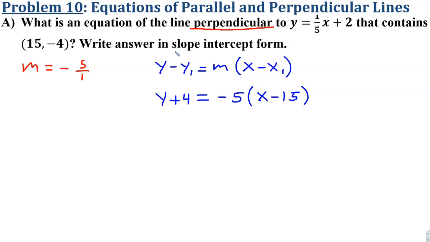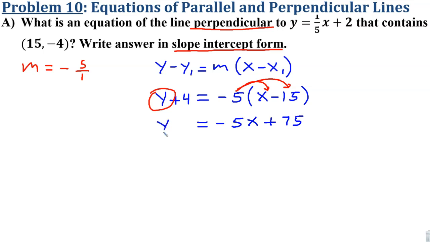Now, last thing, once again, we want our equation in slope-intercept form. Get it down to our nice y equals mx plus b form. So let's run through that one more time. We want to solve this equation for y, so we can distribute the -5 on the right. That's going to give us -5x. -5 times -15 would be +75. We still have the y +4 on the left. And the last step, we'll subtract 4 on both sides. That'll give us y equals -5x plus 71.